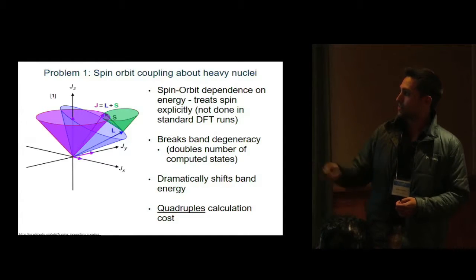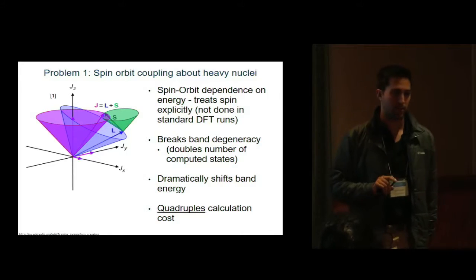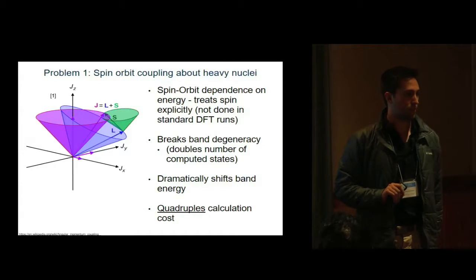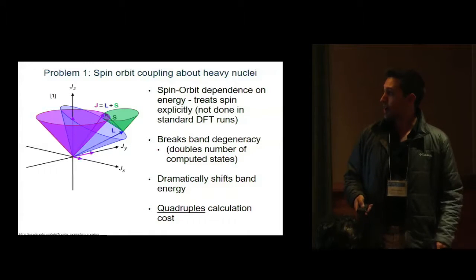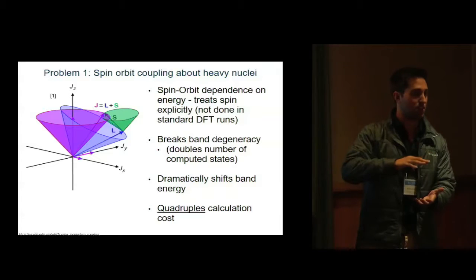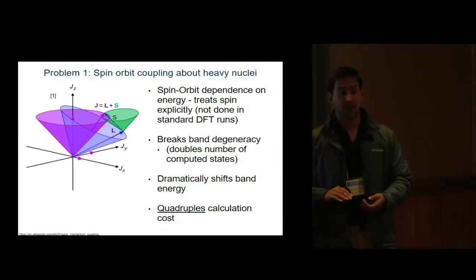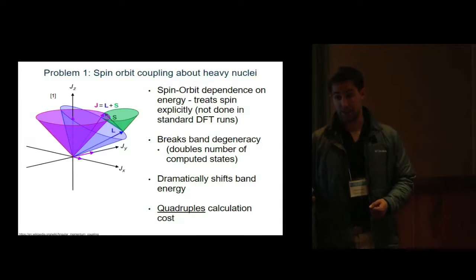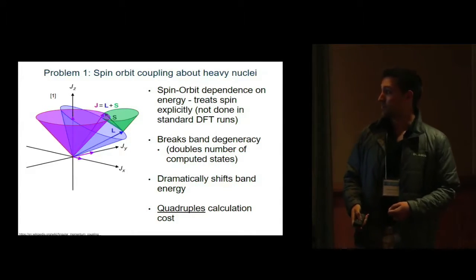And what happens is we actually double the number of bands. It's important to remember that each of the bands is actually two states, because the original density functional theory is spin independent. So we have degenerate bands, and these split those degeneracies. So you actually see bands split into two more bands in the system. And it dramatically shifts the energy levels, especially for heavy ions. Lead, remember, is a very heavy ion.